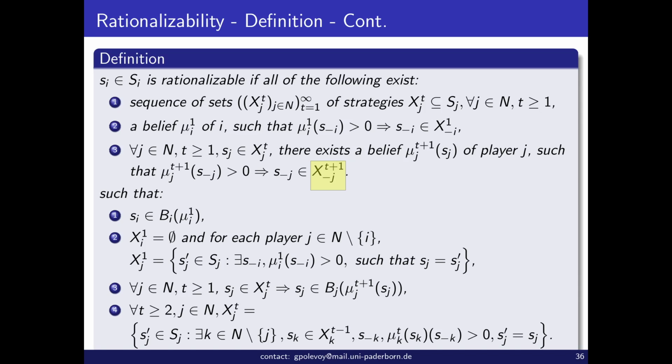And so this is a system of beliefs and sets that support them. So everything that the beliefs give positive probability to belongs to those sets. And then the original si, which we define as rationalizable, is optimal, is a best response. Bi denotes the best response to the belief mu 1 i. X1 minus i exactly includes all those who are in the support of mu 1 i. And then on any level, every sj in xj is a best response to what we have in the next level. So everyone is justified by the next level, and then is justified by the next level, and so on.